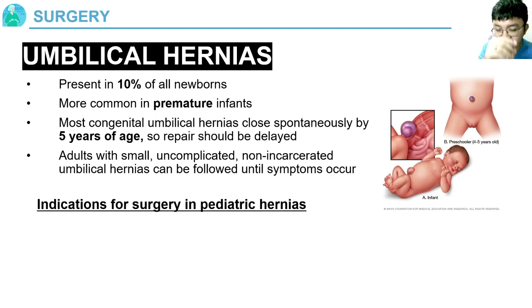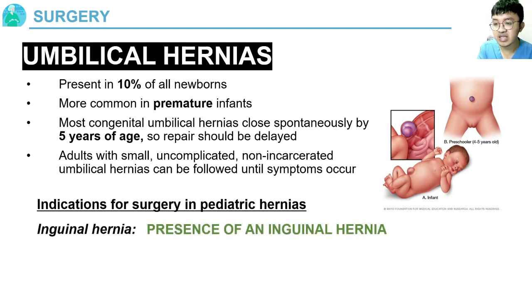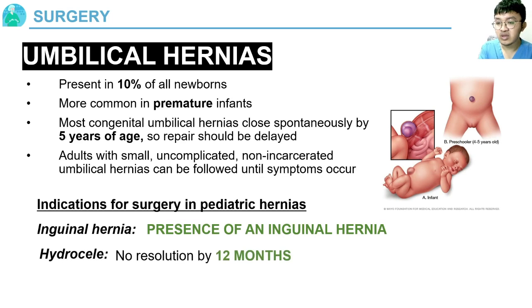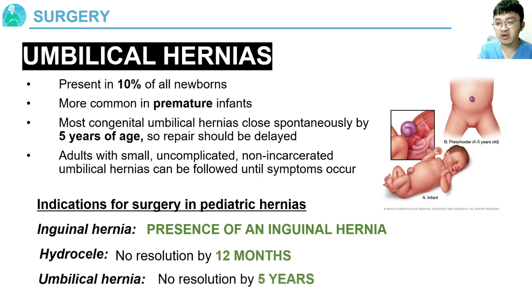What are the indications for surgery in pediatric hernias? Inguinal hernia: the mere presence of an inguinal hernia in pediatric patients is an indication for surgery. Hydrocele: no resolution by 12 months. Umbilical hernia: 4 to 5 years. Again, inguinal hernia, mere presence, operate. You may schedule it, or you may do it emergently if incarcerated or strangulated. Hydrocele, wait 12 months because they usually resolve by that time. Umbilical hernia, 5 years.